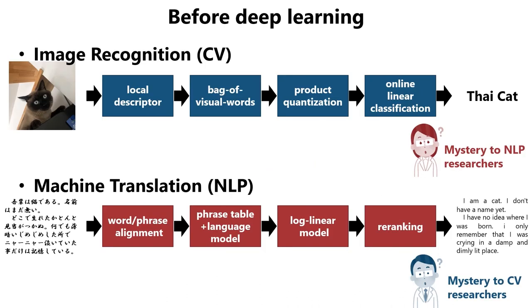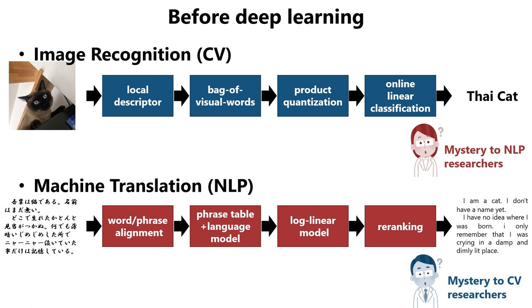Before the advent of deep learning, image recognition and machine translation each had complex pipelines. First, image recognition involved extracting local descriptors from the entire image, then extracting a high-dimensional vector representation, and finally, identifying the image as a tie-cat as such. Each of these modules was an unfamiliar piece of technology to natural language processing researchers.